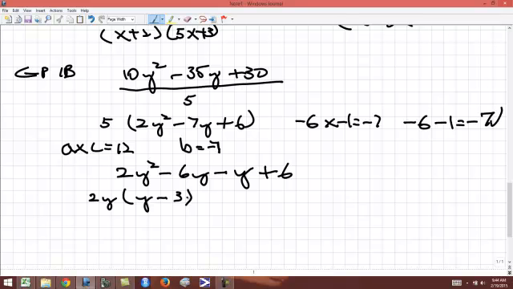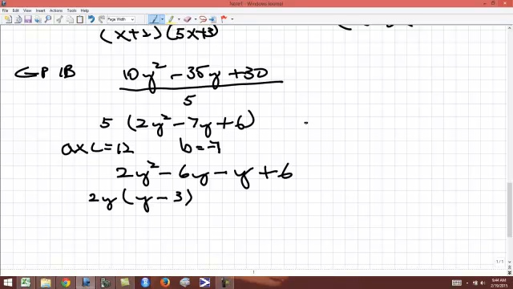Oh, here's my mistake. You probably spotted it already. 8 times b is 12. And so, I don't know what I'm doing over here. This doesn't make any sense. Okay. Should have looked at my notes. All right.